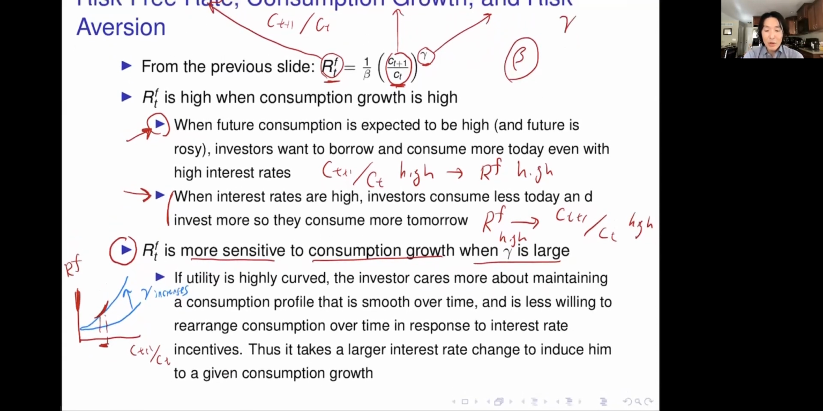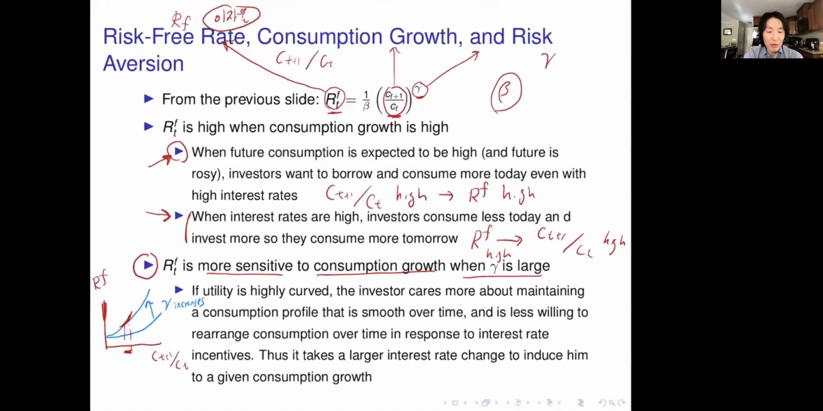So in other words, when gamma is large, therefore utility is more highly curved, the investors care more about maintaining a consumption profile that is smooth over time and are less willing to rearrange consumption over time in response to interest rate incentives.